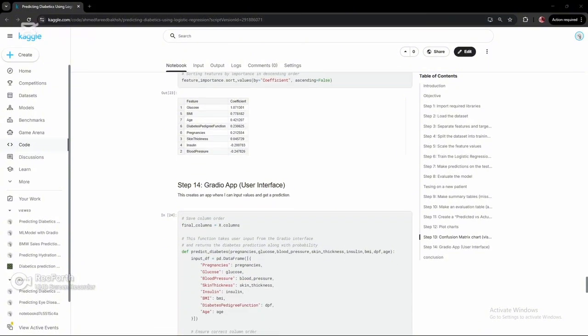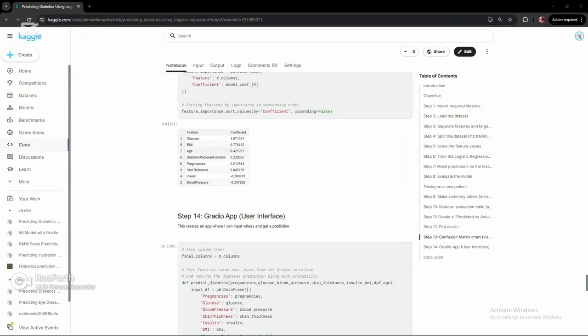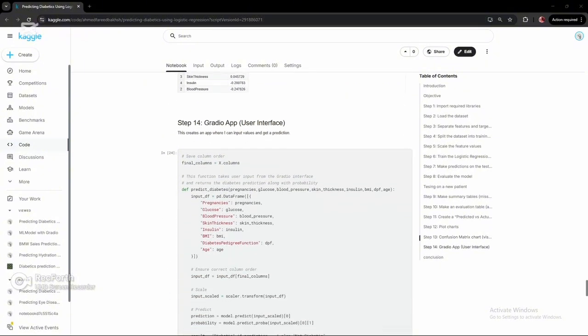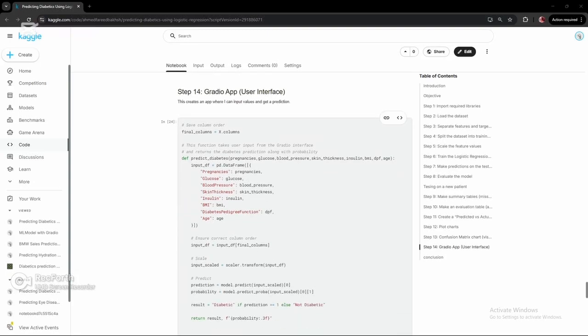Finally, I created a Gradio user interface where one can enter medical details such as glucose level, BMI, age, and other features. The input is scaled automatically, and the model predicts whether the person is diabetic or not, along with the probability. The interface makes the model easy to use for both healthcare professionals and non-technical users.